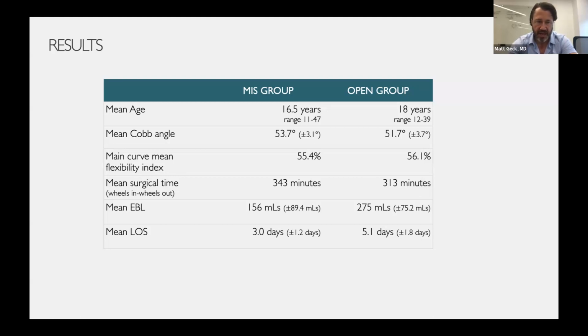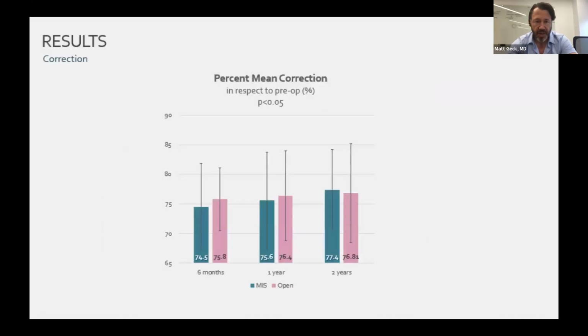Flexibility index was the same. Mean surgical time was a little bit longer with the minimally invasive group, and we'll talk a little bit more about that later. Blood loss was statistically significantly less. And length of stay, using the old discharge protocols, was significantly less as well. And so this is the graphical representation of curve correction, really getting the same curve correction with both techniques, open and minimally invasive.